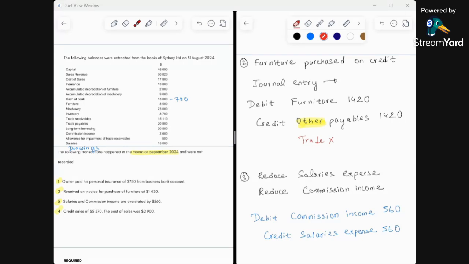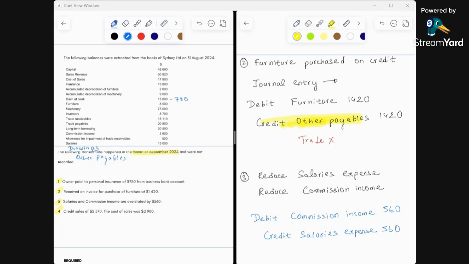Now, you must always be aware, and if you check the old trial balance, all the balances that we were given on 31 August 2024, we didn't really have the account for other payables. We do have trade payables, but now that we have got a new account for other payables, make sure to add this when you prepare the adjusted trial balance formally, okay? So now we have two new accounts, the first one being drawings, and the second one being the other payables, okay?